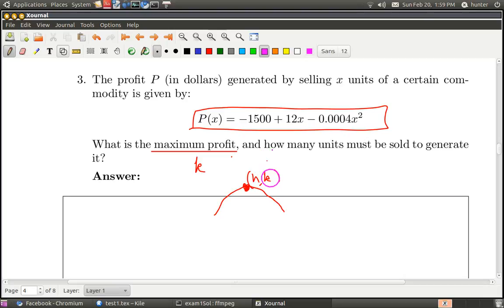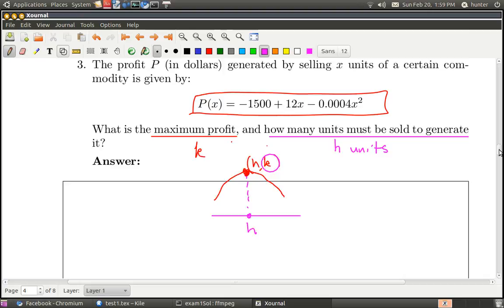And what else? How many units must be sold to generate the maximum profit? You can see that when you put h into the profit function, k comes out. So the answer to this second part, how many units must be sold, is just h units. And we're done, except that we have to find h and k.